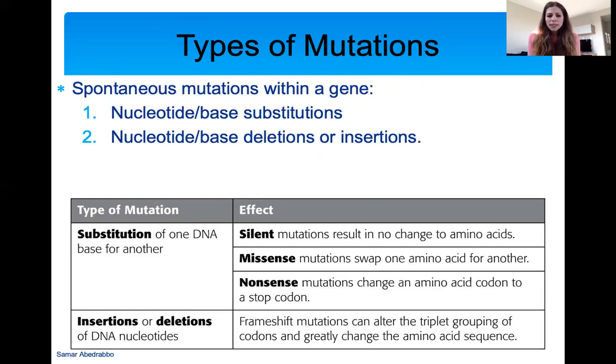For substitution mutations, they can lead to 3 different things, and we're going to talk about them. So if you substitute one DNA base for another, for example, if you substitute an adenine for a guanine, as a mistake that happens, it can lead to 3 different effects. So base substitutions can lead to silent mutations, missense mutations, and nonsense mutations. And we're going to discuss what each of these means.